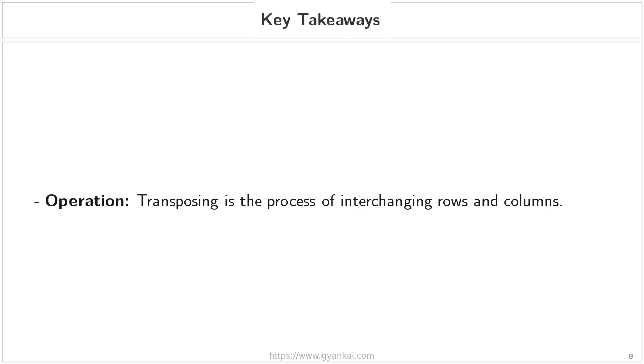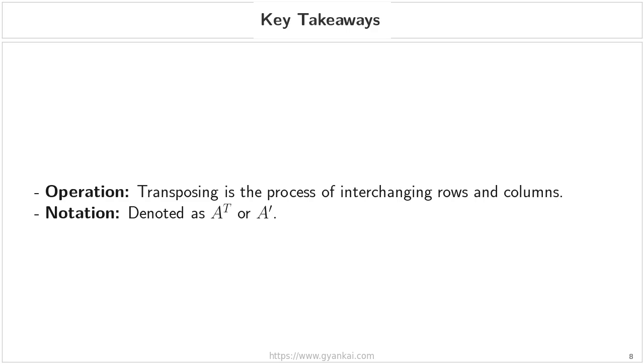Key takeaways. First, regarding the operation. Remember that transposing is simply the process of interchanging the rows and the columns of a matrix. In terms of notation, you will see the transpose of matrix A denoted as A transpose, written with a capital T superscript, or alternatively as a prime.